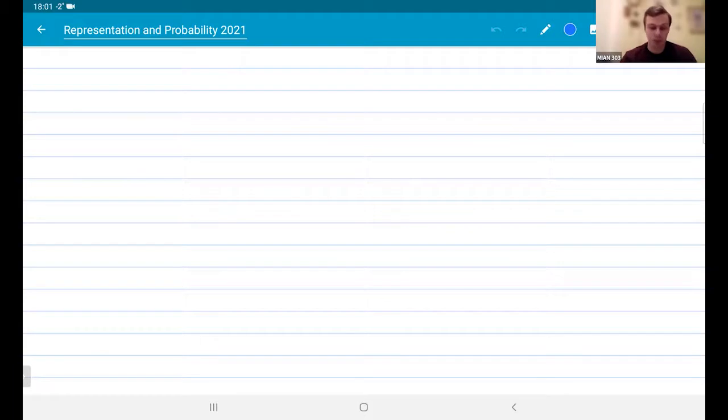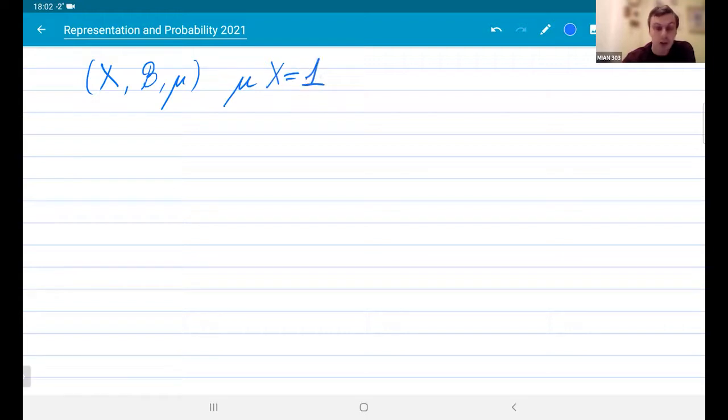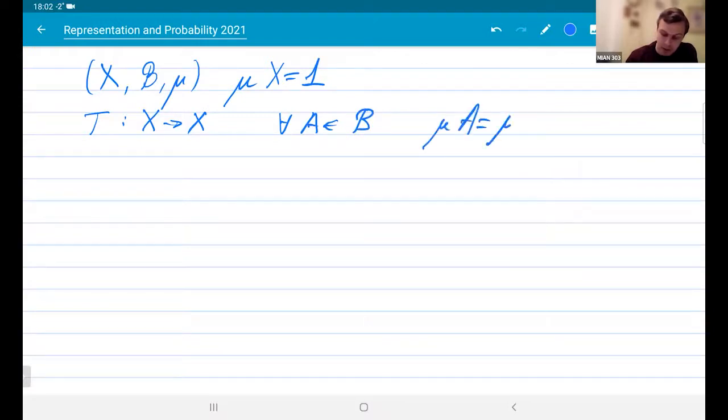So I recall that now we are working in the setting of a measure space. We have some space X with measure mu and sigma algebra B, with mu of X equal to 1, so our measure is probabilistic. Also we have T that conserves this measure. This means that for any A from B, the measure of A equals the measure of its preimage.